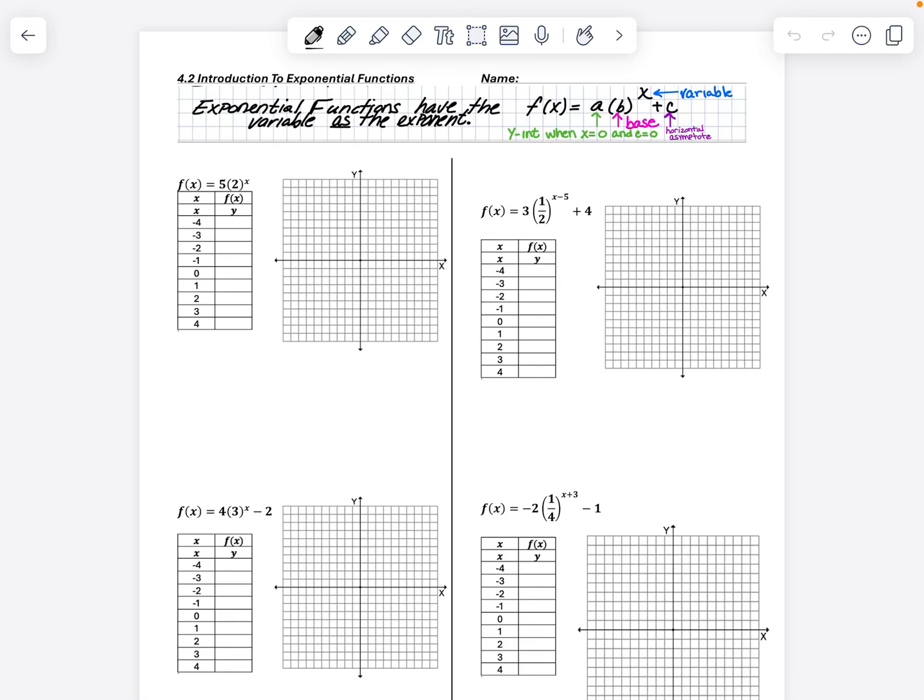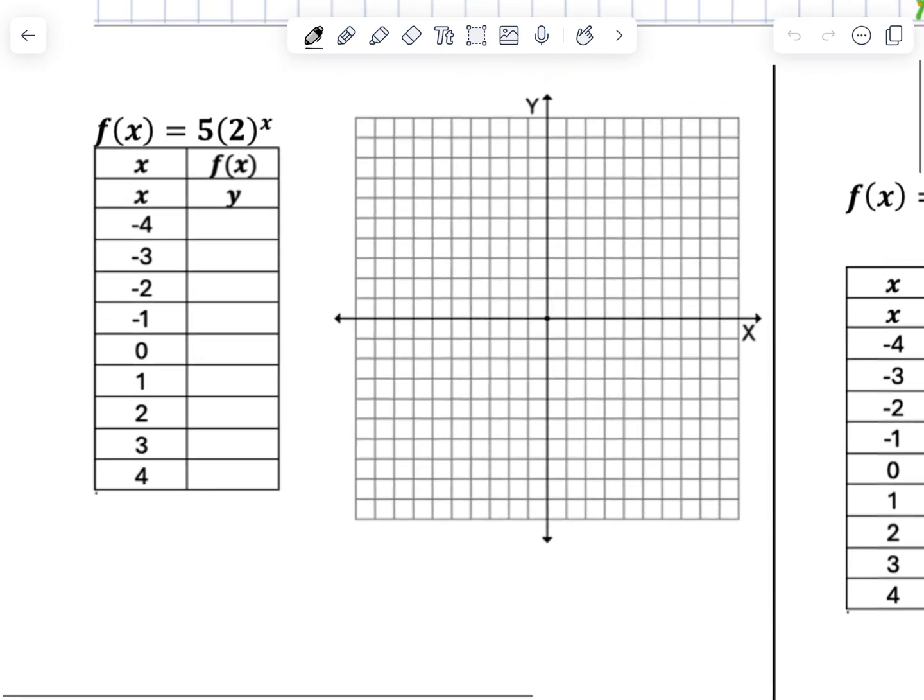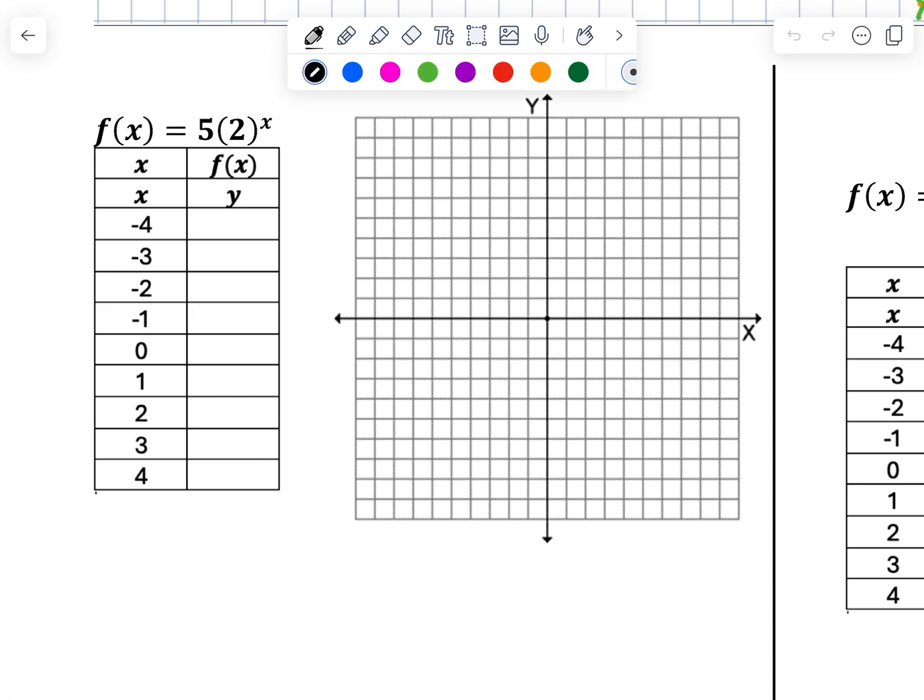Hello my friends, today I want to do a video on exponential functions, and at the top of this worksheet I have the notes for exponential functions. Basically, if we look at this very first one, there is no number, no constant at the end, so that means the horizontal asymptote has to be y equals 0.